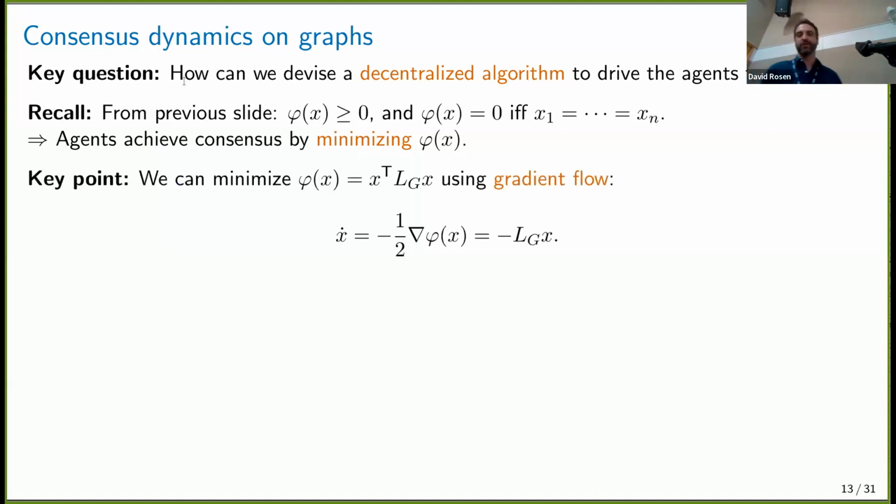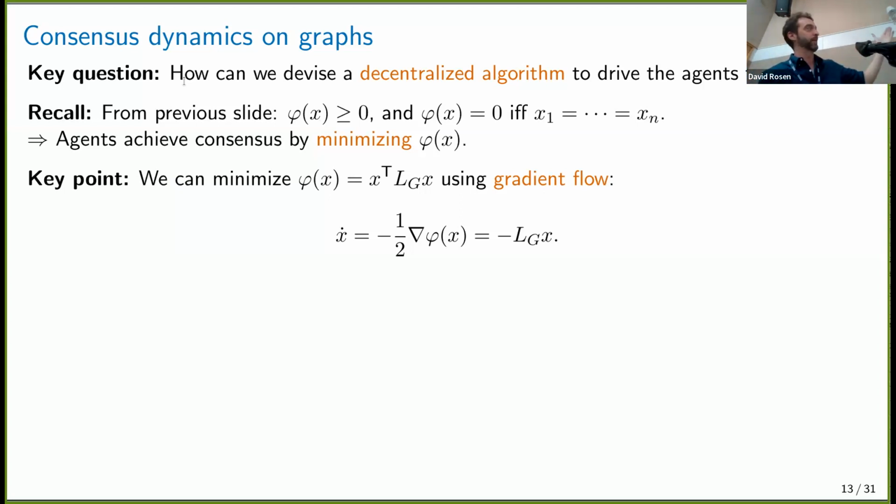We can minimize this function using the continuous time version of this, which is just going to be gradient flow. And because my function is a nice quadratic form, if I just move along a scaled gradient direction, it turns out I can write my gradient dynamics as x dot equals negative Lx. And what we saw before was that this matrix L had this nice local structure that was just dependent on the local neighborhood in the graph around each agent.